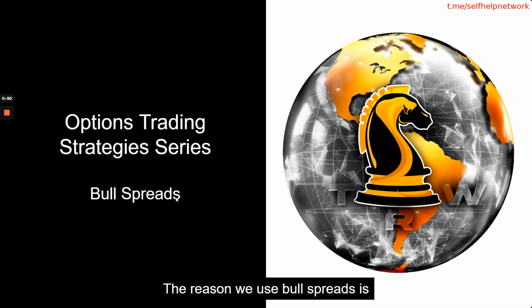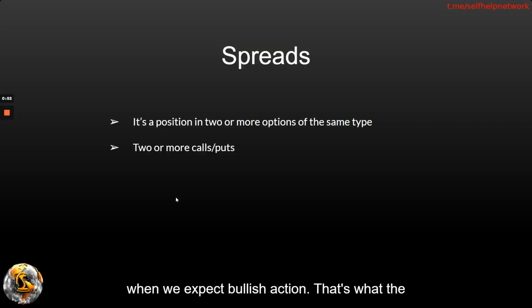The reason we use bull spreads is when we expect bullish action. That's what the bull is for. What is a spread? A spread is when you put on a trade where you have two or more options of the same type. So let's say you pick a stock and you put on a trade where you're dealing with calls of the stock, just different calls of the same stock or different puts of the same stock. It's called a spread.